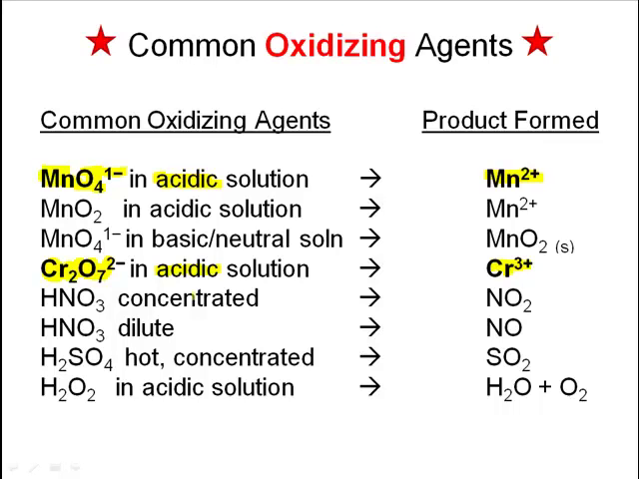Oxidizing agents are losing electrons. That means those electrons are going to something else which is becoming oxidized. They are causing the oxidation to occur. They are reducing. The compound is reducing.